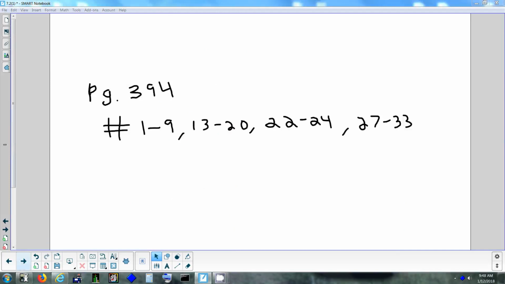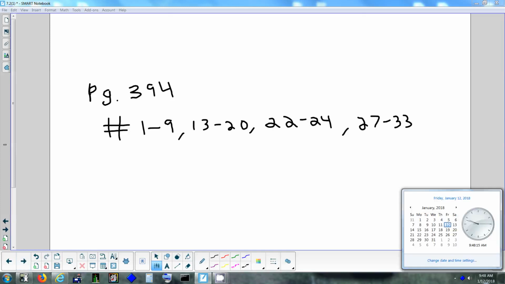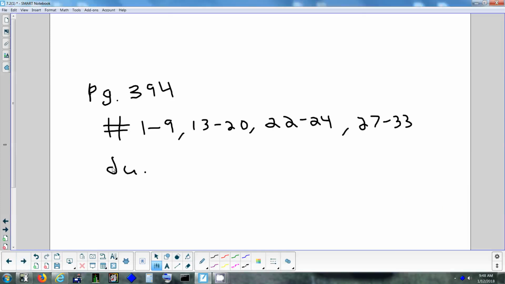Okay. This homework assignment, though, is not due in February. I'm going to check this during your next academic week. So this is due the 22nd. It's page 394, 1 through 9, 13 to 20, 20 to 24, and 27 to 33.